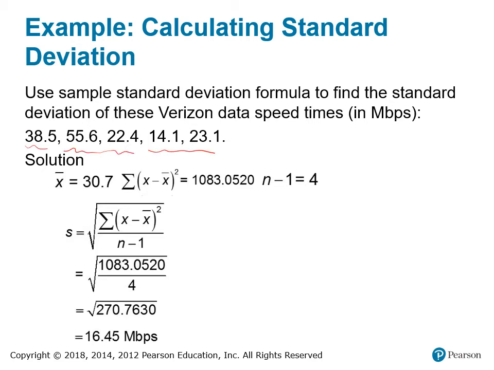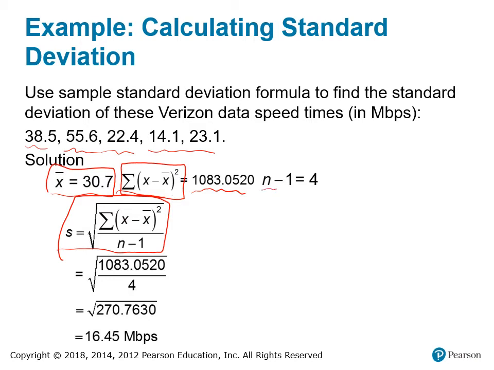A couple things we're going to need. We're going to need to know what the mean is. We've already calculated, in this case, 30.7. The formula looks like this. Okay, remember. So another piece that we're going to need is the sum of x minus x bar squared. And then in this case, that's going to come out to be 1083. And I'll show you where to get that from.